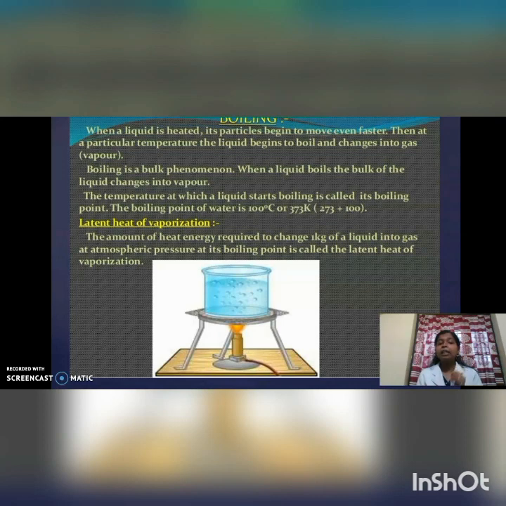It is also explained with the term latent heat of vaporization. It is the amount of heat energy required to change 1 kilogram of liquid to gas at atmospheric pressure at its boiling point. The conversion of one unit to another is very important. You know how to convert from degree Celsius to Kelvin: for degree Celsius to Kelvin, add 273, and for Kelvin to degree Celsius, subtract 273.